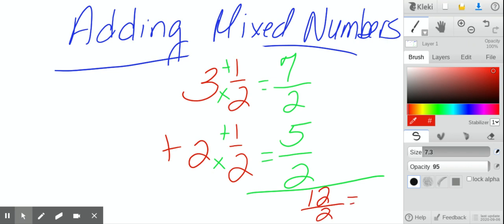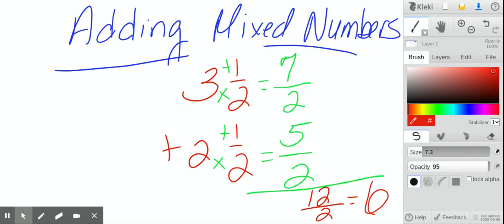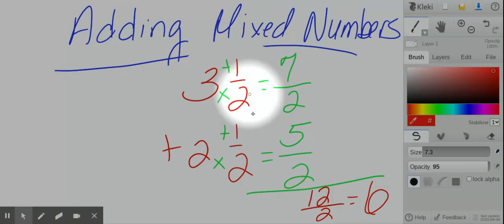Well, now I have an improper fraction. An improper fraction is when my numerator, my top number, is bigger than my bottom number. But this fraction bar means to divide. So what is 12 divided by 2? 12 divided by 2 equals 6. So if you notice, we got the answer 6 three different ways, all right? So we changed it into improper fractions, we changed them into decimals, or we just knew that 2 halves equal a whole, and we could add that to the whole column, all right?